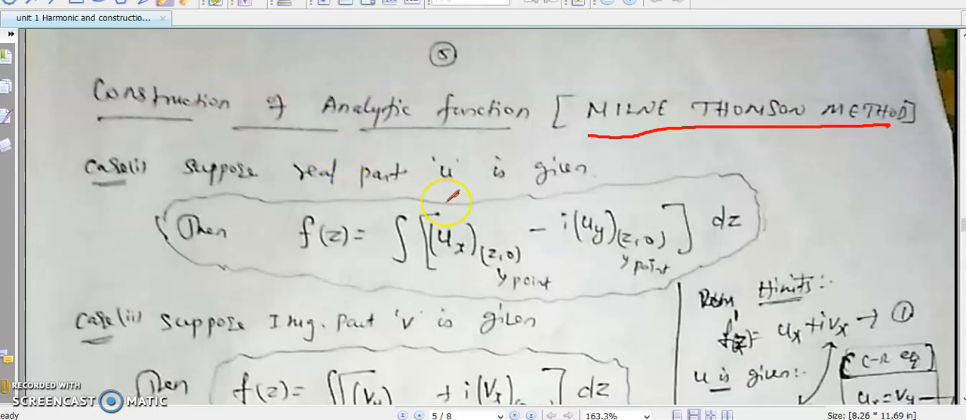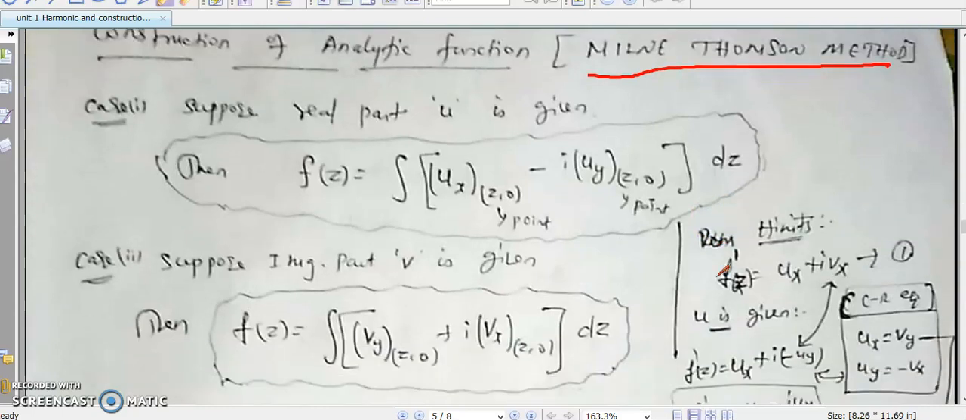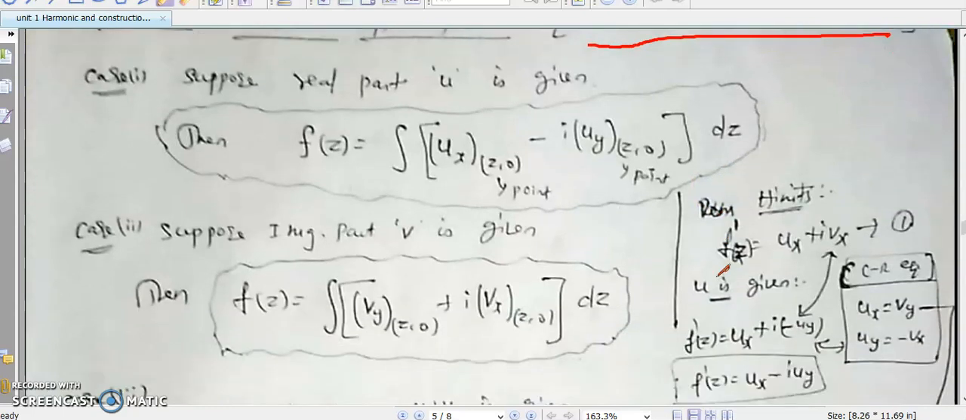The given function may be u, or v, or u plus v, or u minus v in the problem. First we shall identify whether the given function is the real part or the imaginary part. For that we follow the formula here. We have two formulas that are enough to learn; the remaining two we can write from the previous formula. I can give some hints on how to remember the formulas. These hints are very useful.